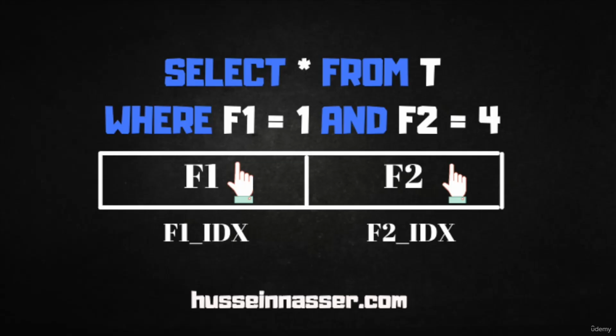Column 1 has an index, F1 IDX, and column 2 has an index, F2 IDX. And we're going to do a select star from the table where F1 equal 1 and F2 equal 4. So let's go through some scenarios to see how the database optimizer decides, hey, should I use the F1 index or the F2 index? There are so many ways to solve this, to look for these values, right?